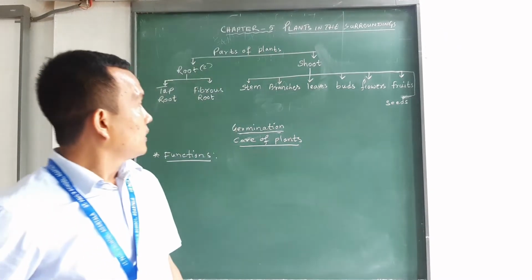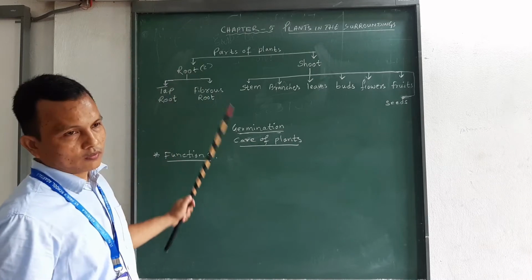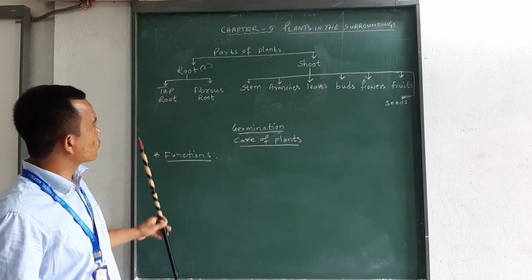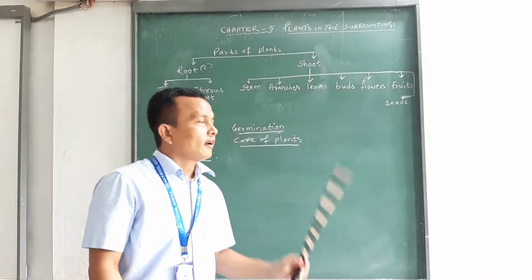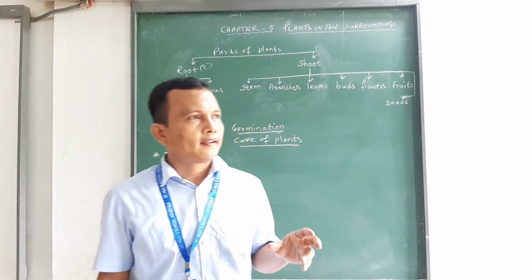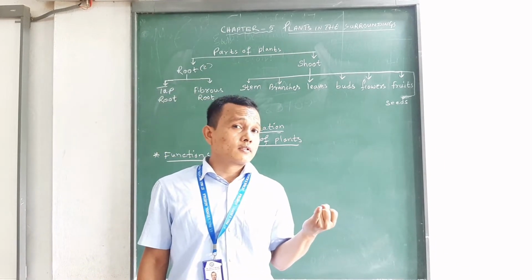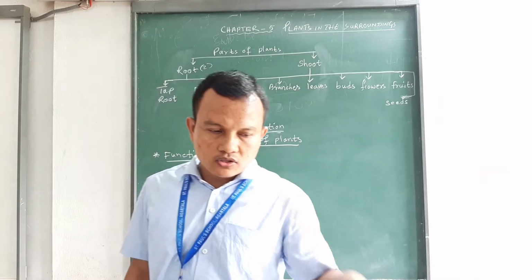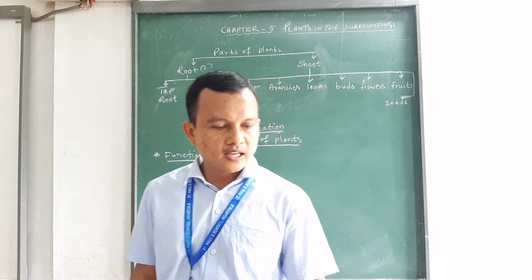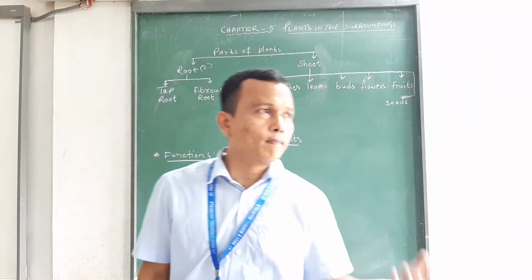Now, the question is, what role does the root play? The functions, you can say. All right, roots play a very great role in a plant. Roots always protect the soil from erosion, number one. And number two, they take minerals, nutrients and water from under the ground and supply them to the main stem and other parts of the tree or plants.